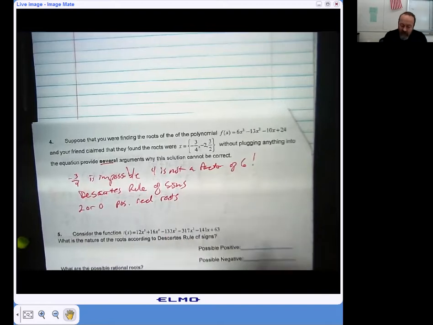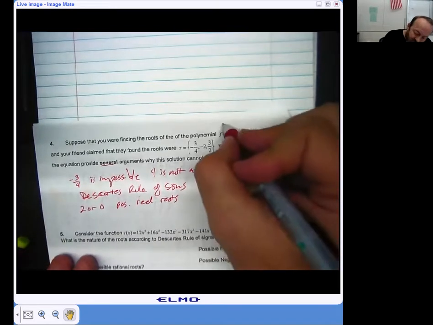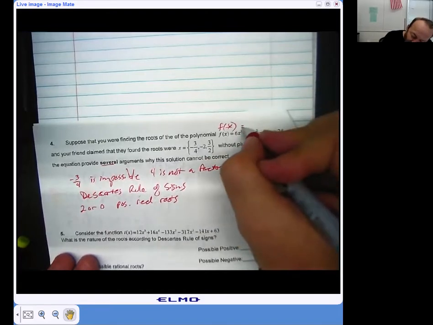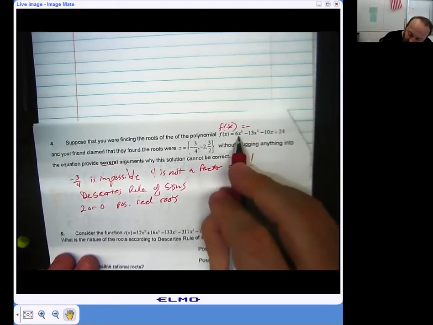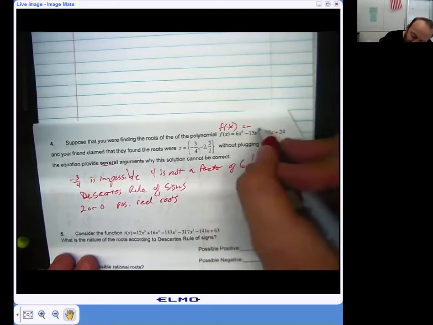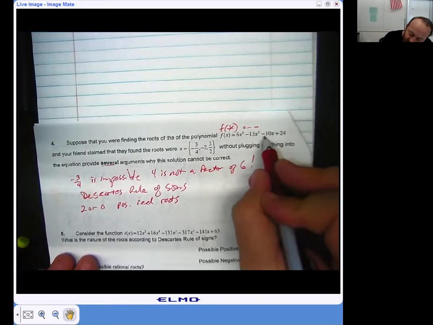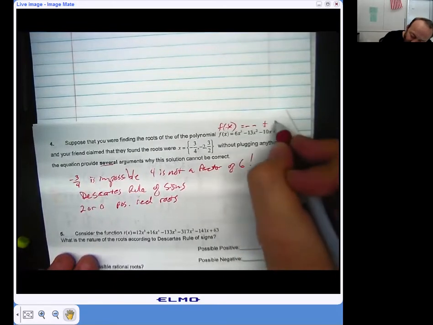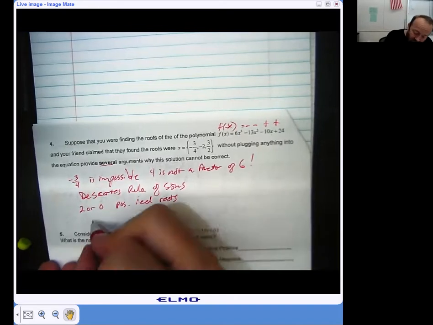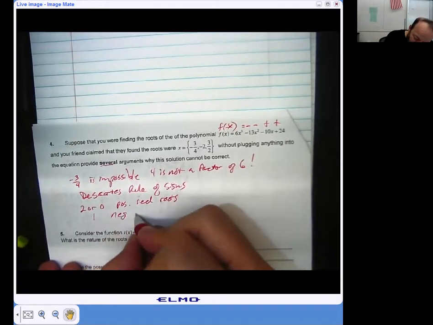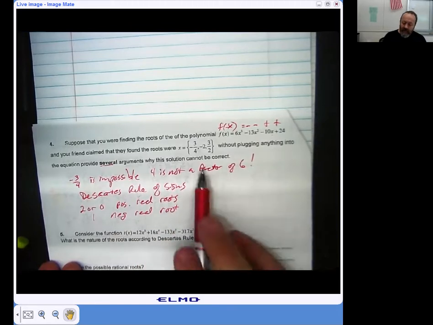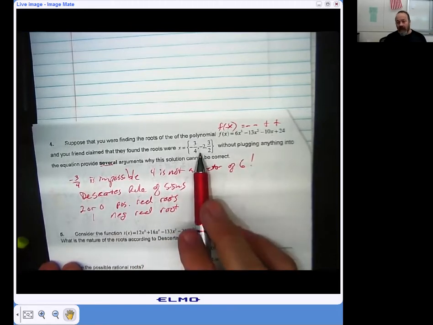The last thing I did, which is really borrowing from the same idea, is that if I looked at f of -x, I got a negative here. A negative cubed is negative. A negative squared is positive times that is negative. A negative times a negative is a positive, and the 24 is a positive. I see 1 sign change, so Descartes would have said 1 negative real root. And again, if you look at the answer, they only had 2 negative roots.